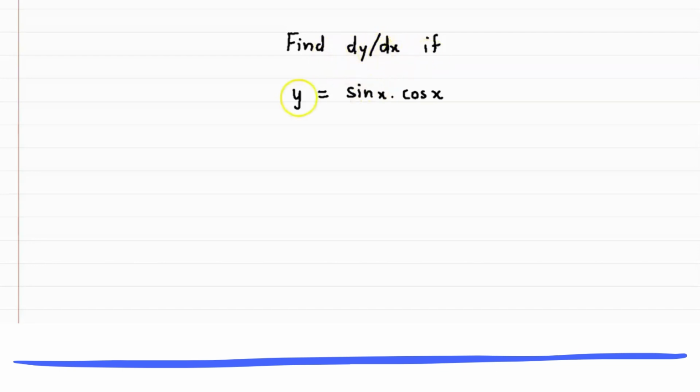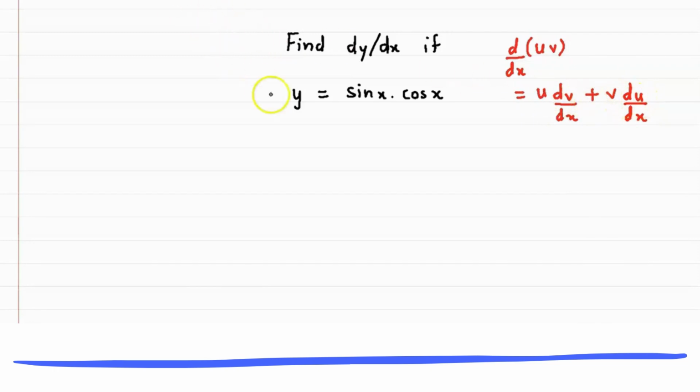Find dy by dx if y is equal to sin x into cos x. Now here we would be applying the product rule to obtain dy by dx. Now we know that, as we're discussing the product rule, the derivative of u into v is given by u into the derivative of v plus v into the derivative of u. So it's the first term into the derivative of the second term plus the second term into the derivative of the first term.